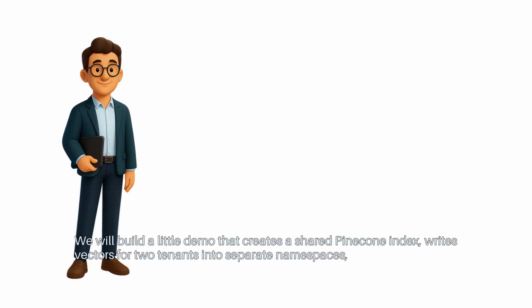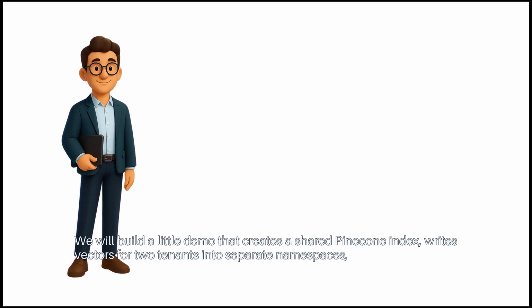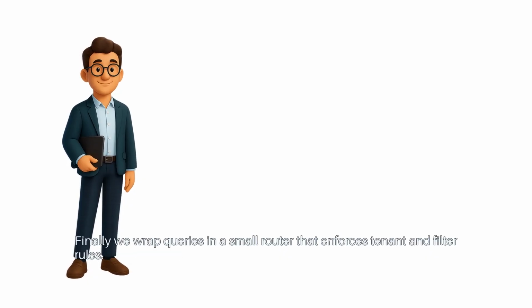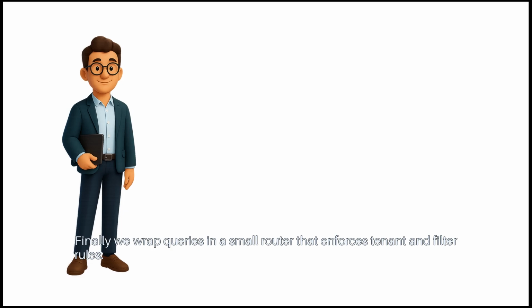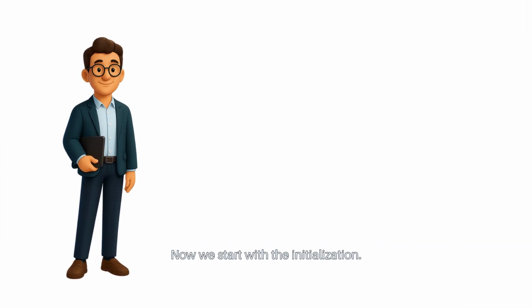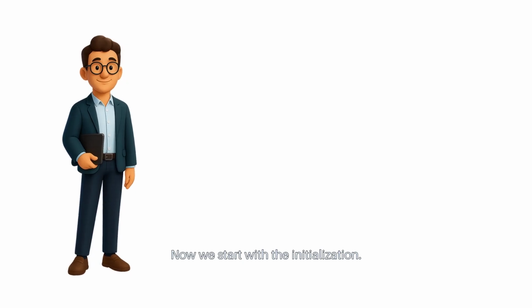returned. We will build a little demo that creates a shared Pinecone index, writes vectors for two tenants into separate namespaces, queries in a namespace to avoid leakage, then adds metadata tags and runs filtered queries. Finally, we wrap queries in a small router that enforces tenant and filter rules. Now we start with the initialization.